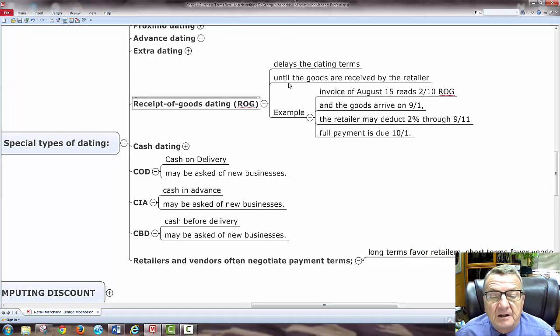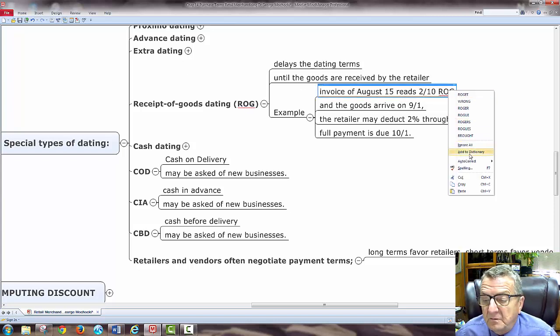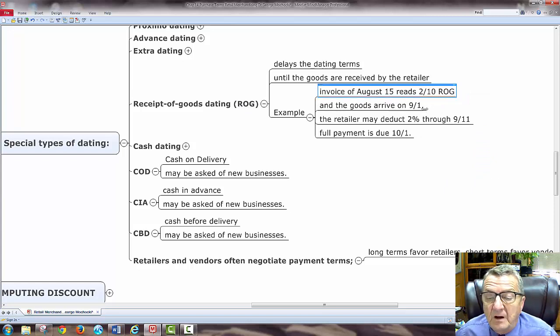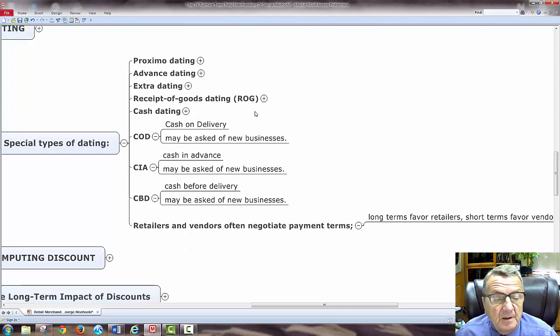Okay, delays the dating terms. Receipt of goods dating. Okay, until the goods are received by the retailer. The invoice, August 15, reads 2/10. What do you call it? Receipt of goods. I keep on forgetting this right here. I looked at the red, threw me off. Okay, and goods arrive at 9/1. The retailer may deduct 2% through 9/11, and full payment is 9/10. Okay.